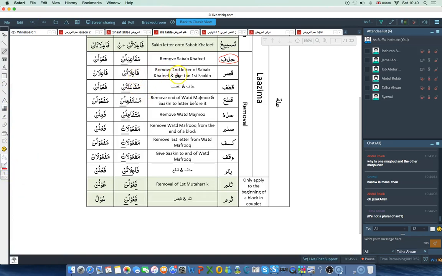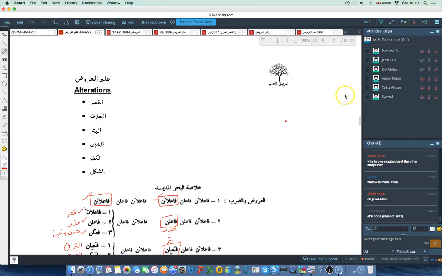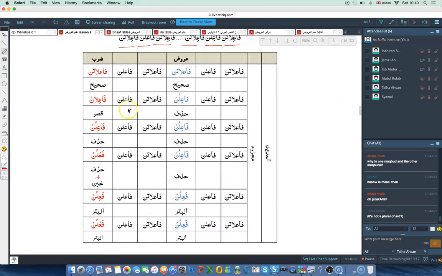So fa'ilatun, remember we're going to remove the second letter of the sabab. So 1 0 1 1 0 1 0. So sabab khafif tun. Remove that noon, the second letter of sabab khafif, and the letter before it, give it a sakin. So the tu, we change that into a sakin. So what are you left with? Fa'ilan. Okay, so we got fa'ilan. That's what qasar means. So you go over here and you can see fa'ilan. Yeah, so you remove the last letter of sabab khafif and the letter before it, give it sukun. Fa'ilan.